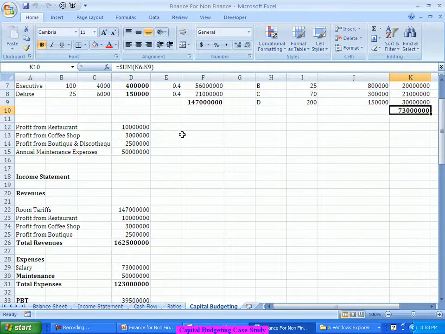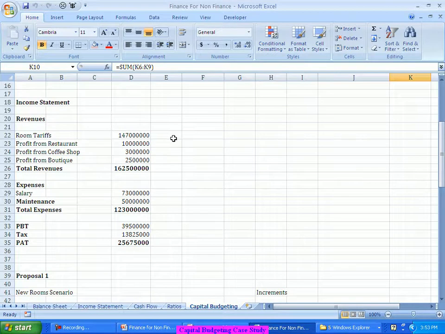now you can directly go to, see, up to the current scenario, you can go to this income statement directly, which he has given. Total room tariff is 14.7 crores. So other profits, whatever he is getting, from the restaurant 1 crore, from the coffee shop 30 lakhs, from the boutique and discotheque 25 lakhs. Overall, your revenues are 16.25 crores. And your expenses are 12.3 crores, which means your profits before tax is 3.95 crores.